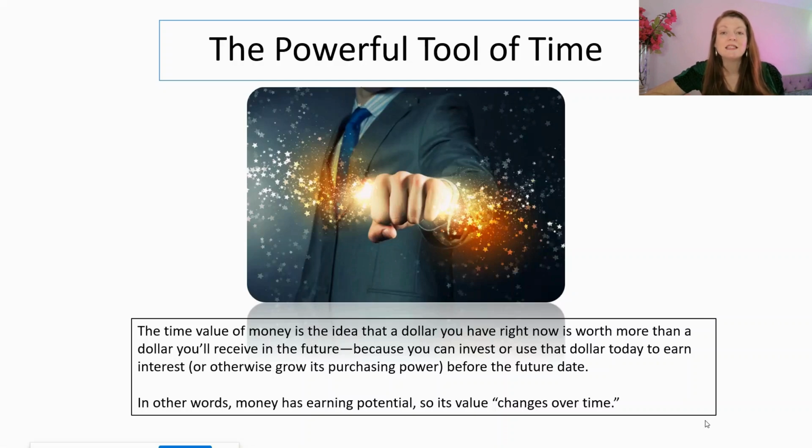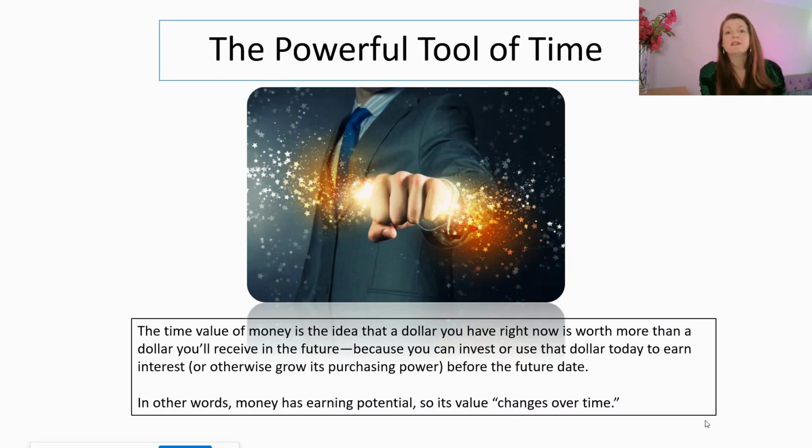Time value of money is the idea that a dollar that you have right now is worth more than a dollar you'll receive in the future. That's because you can invest and use that dollar today to earn interest, or otherwise grow its purchasing power for the future before that future date. So, in other words, your money has earning potential so that its value changes over time.